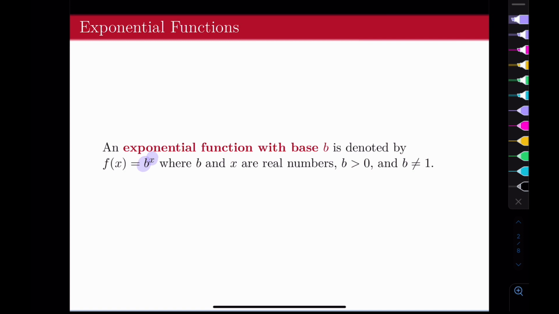The one stipulation we want on this base, though, is we don't want negative numbers because that would be really difficult to work with, and it's not always defined. And we also don't want 0 as a base, and also 1 as a base is really boring. So we have some extra stipulations on what that base needs to be.